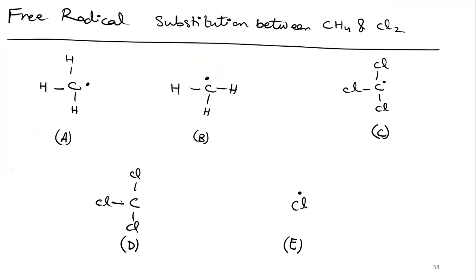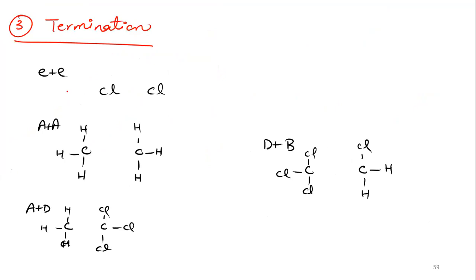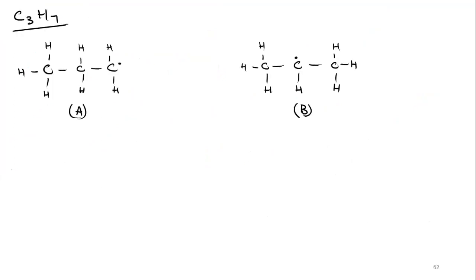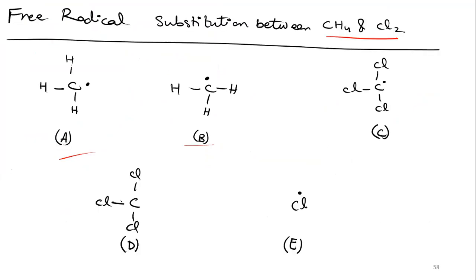Okay. Now talking about the basic mechanism of this reaction. Okay, you can see over here that there is a free radical substitution between CH4 and Cl2. You've got A, B, C, D, E, 5 options. And over here you can see that the third stage is termination. E plus E is Cl-Cl, A plus A when combined form this, A plus D, D plus B form this. Okay.